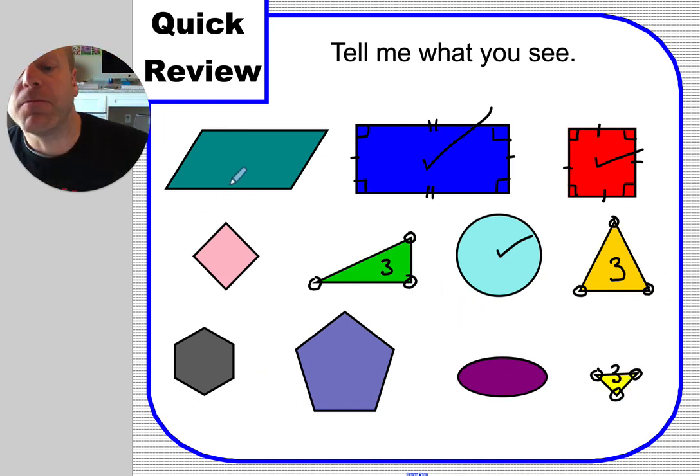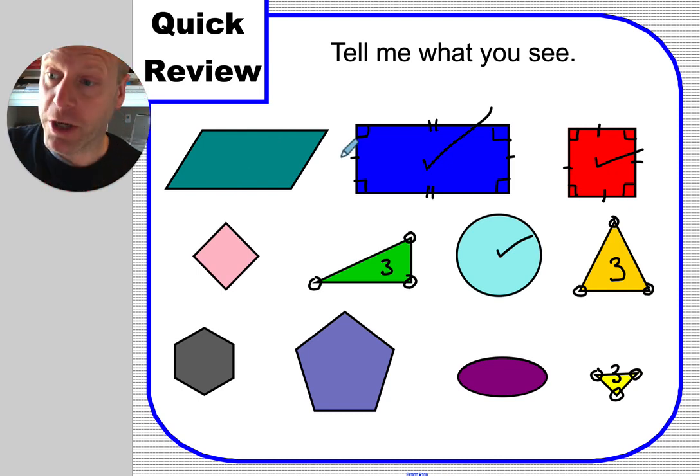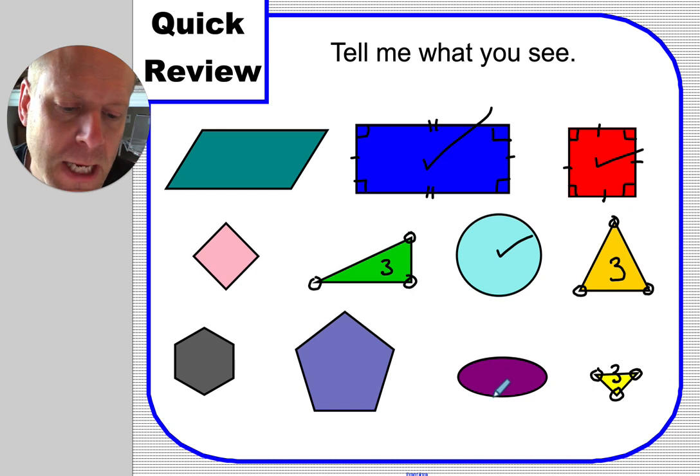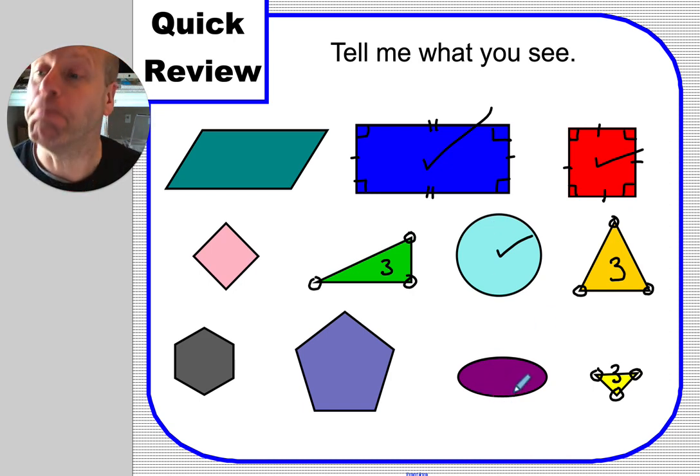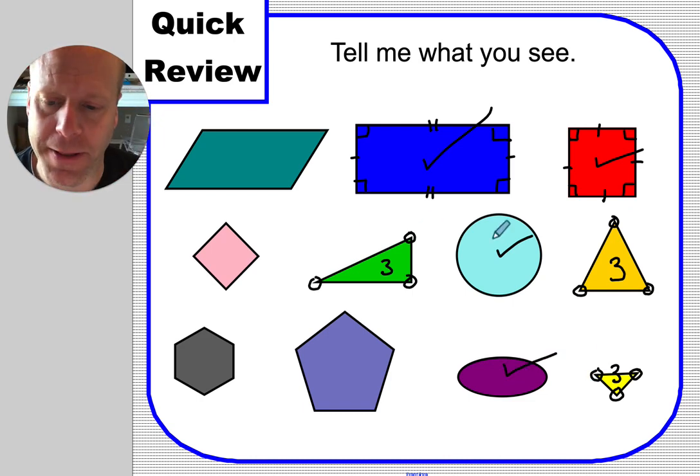And then I have some shapes that maybe we don't know, right? Maybe you do, maybe you don't. This looks like a circle that's been squished. It's called an oval. An oval is just a flattened circle a little bit there.